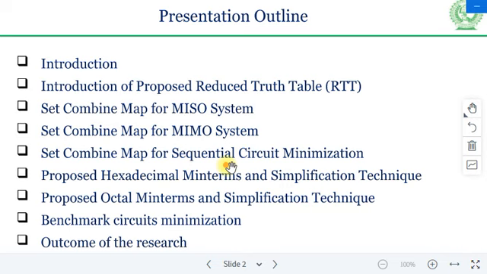The set combined map for MIMO system, that is multiple input, multiple output system. Then the set combined map is also useful for sequential circuit minimization. It is one of the manual techniques for minimization. Another technique is hexadecimal minterms and the simplification technique. Then we move to the octal minterms and the simplification technique, and the benchmark circuits for minimization and the outcome of this research.